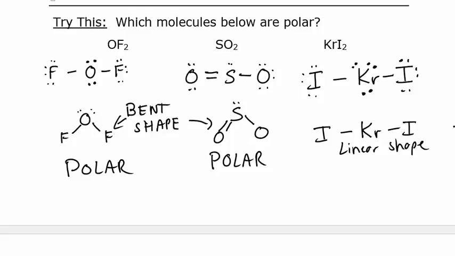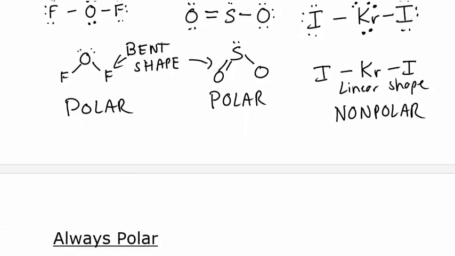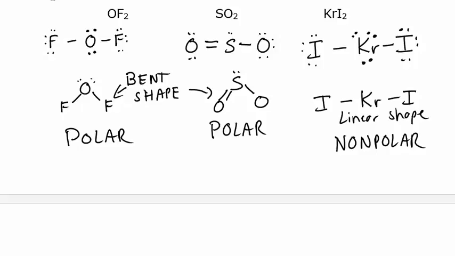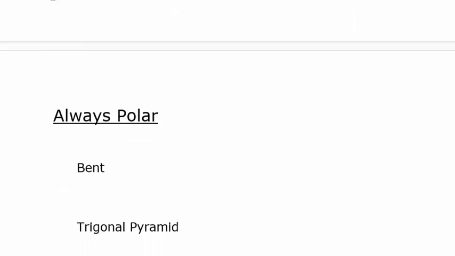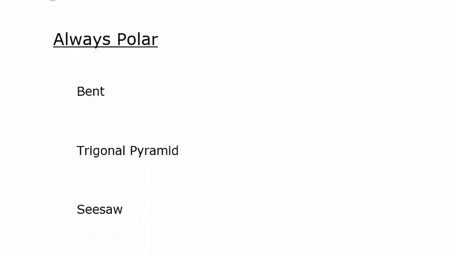And a linear shape, if they are bonds to the same atom, both I's, then the bond polarities will cancel, and this will be nonpolar as a molecule. So if you think about it, certain shapes, such as bent, can never be nonpolar. The polarities of the bonds can never cancel, so they will always be polar. And so I've written the list of the ones that will always be polar because the bonds can't cancel.